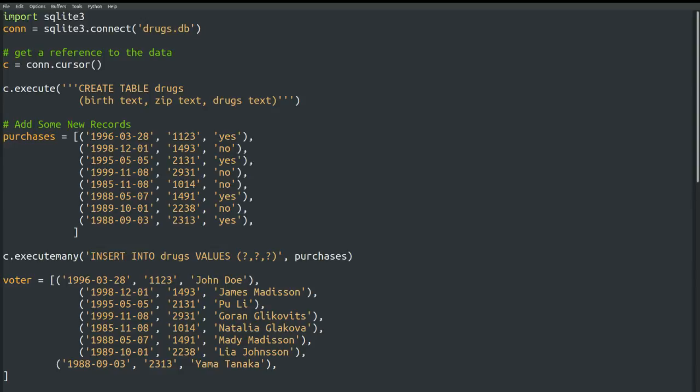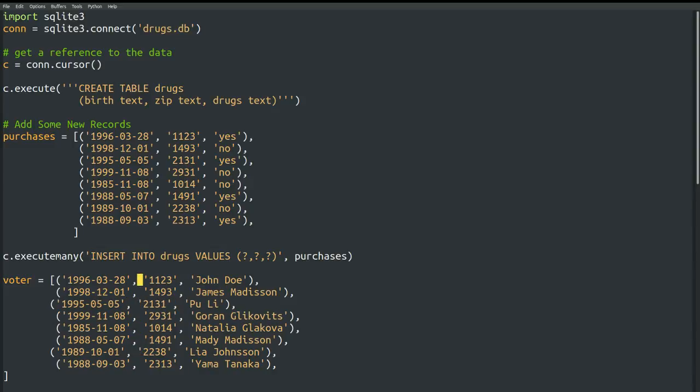Okay, so we ask some people if they take drugs. And we know when they're born and their zip code. And I just wrote this now, so I don't know if it works. Then we add this to the table. Okay, we hope it works. And then we add these lines here.